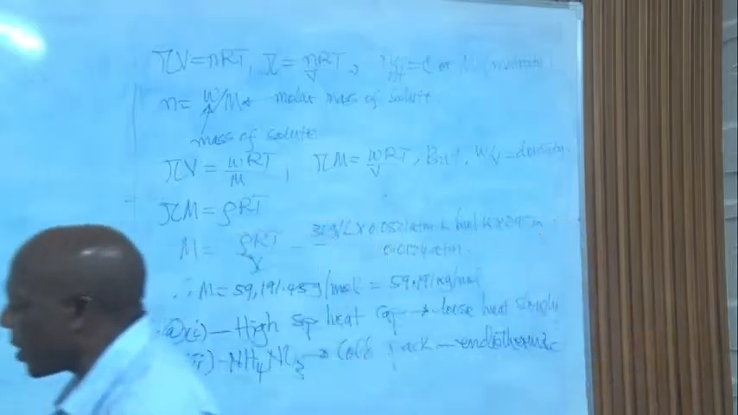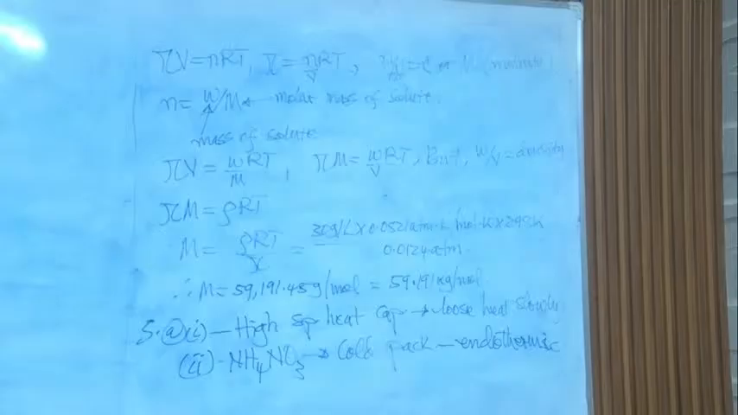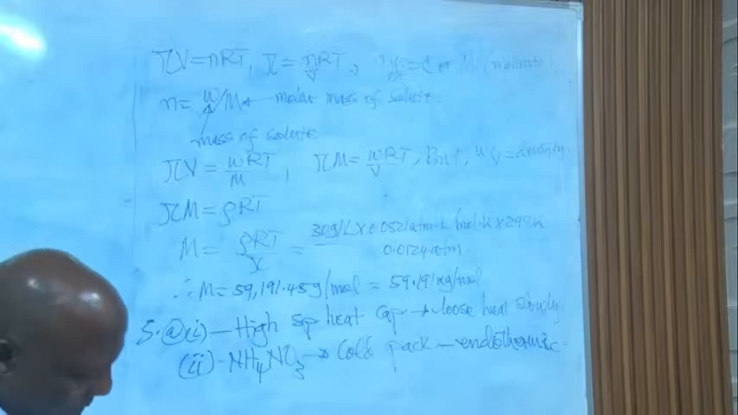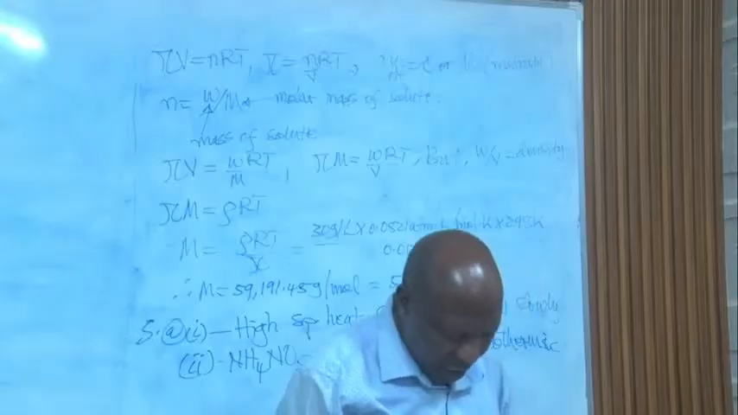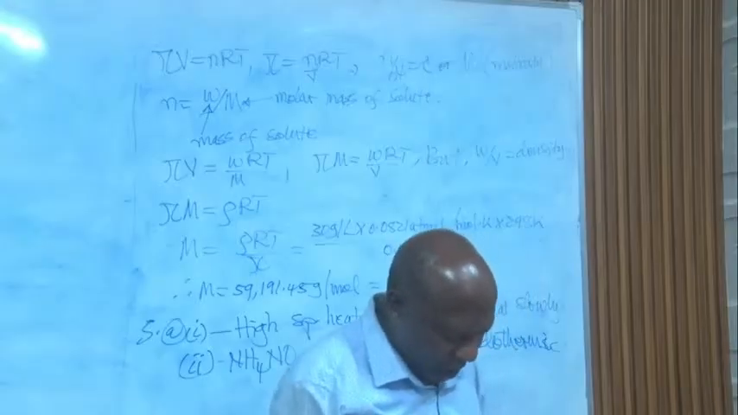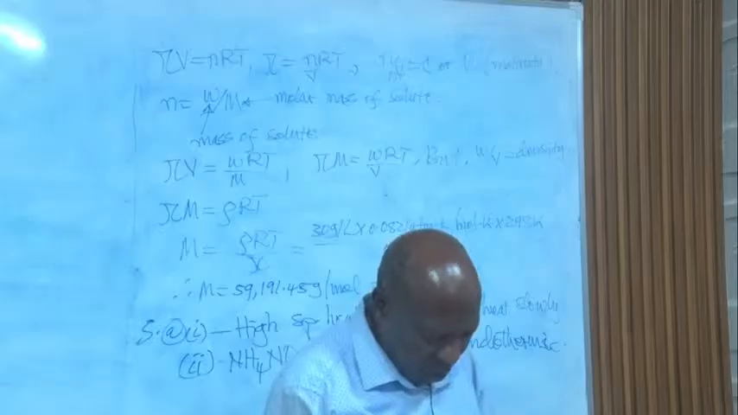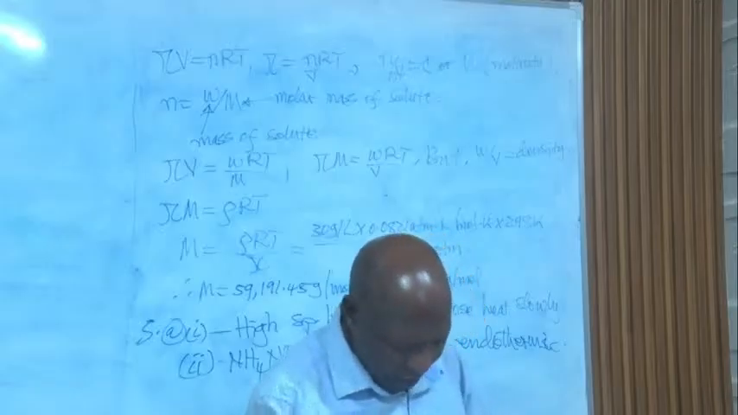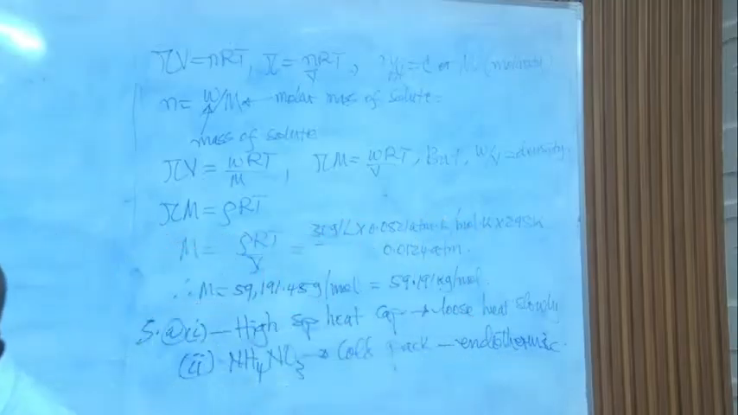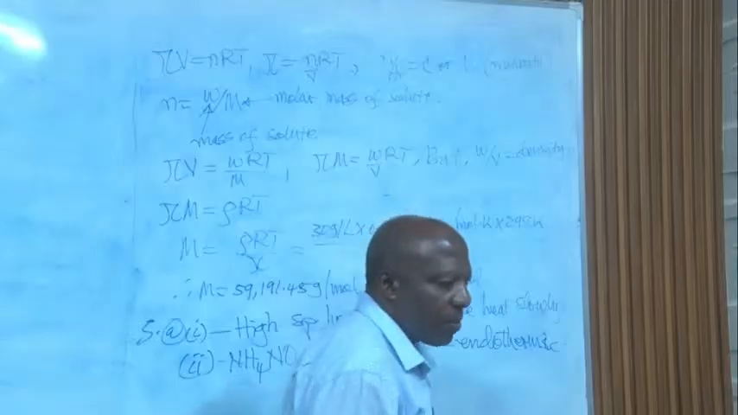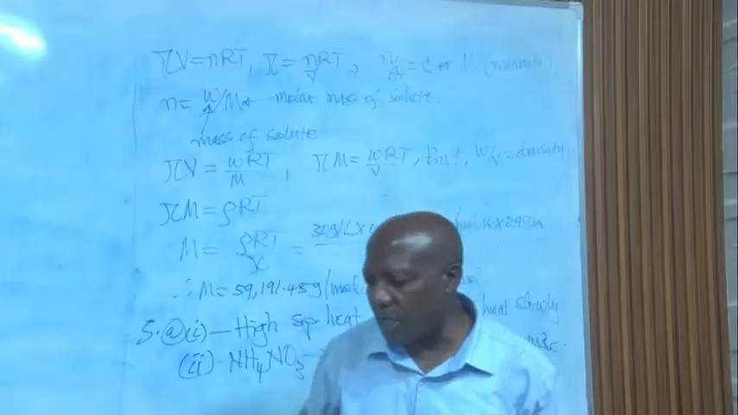Then question number 5b. It says the specific heat capacity of water is 4.2 joule per gram per degree centigrade. How many joules of heat must be added to 1 gram of water to increase its temperature by 10 degrees centigrade? So here the specific heat capacity of water is given, which is 4.2 joule per gram per degree centigrade, and its amount is 1 gram.